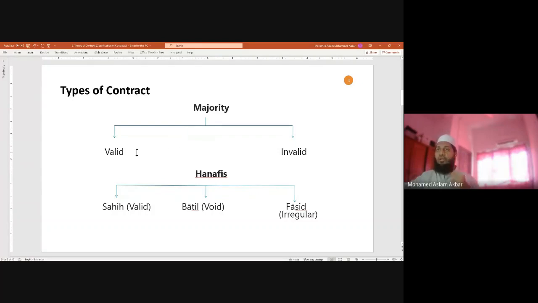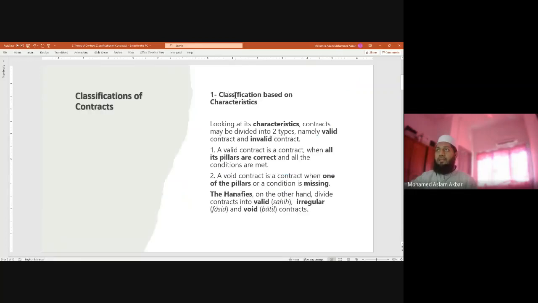Usually the majority of scholars only classify the contract into two, which is valid or invalid. When it comes to Hanafi, they classified the contract into three: Sahih, Batil, and Fasid. So this is what we are discussing, all under the first classification based on characteristics. We have 4 more to go.